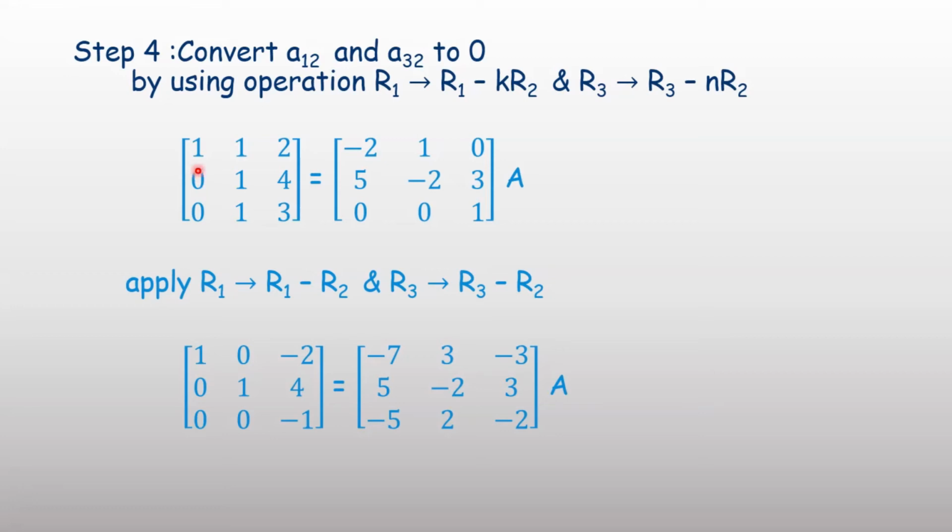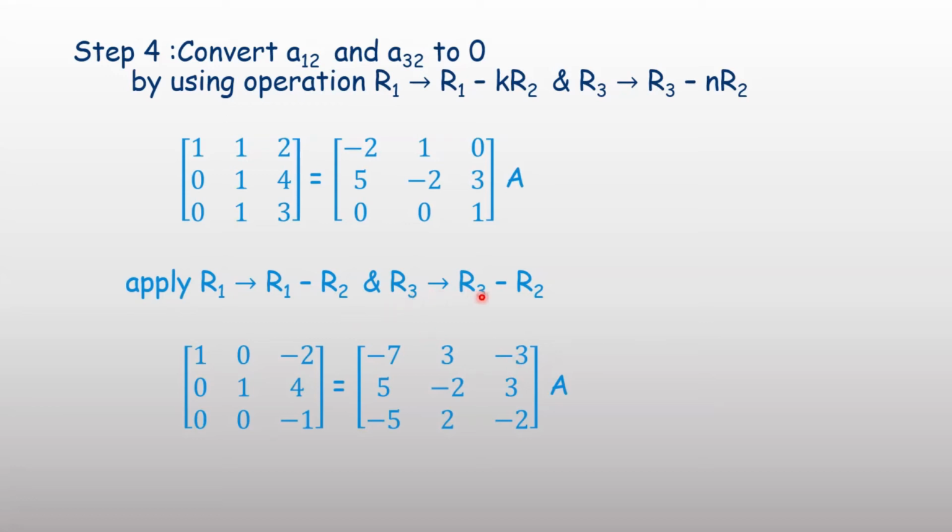It implies R2 no change, R2 note down as it is. R1 minus R2: 1 minus 0, 1. 1 minus 1, 0. 2 minus 4, minus 2. Minus 2 minus 5, minus 7. 1 minus 2, minus 1... 0 minus 3, minus 3.